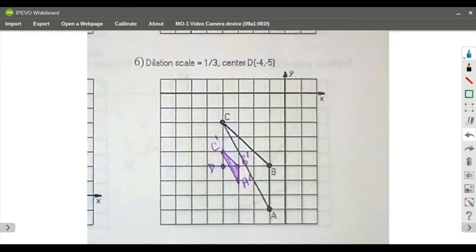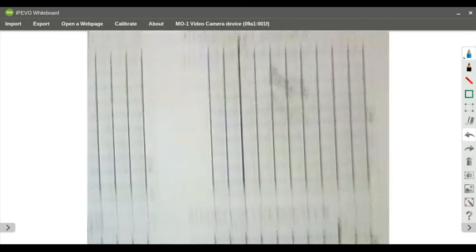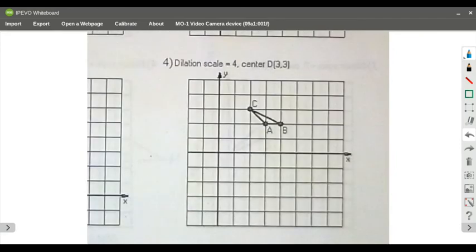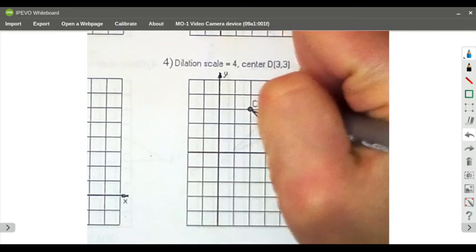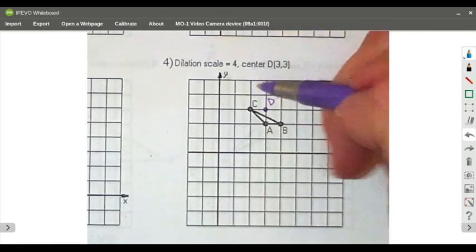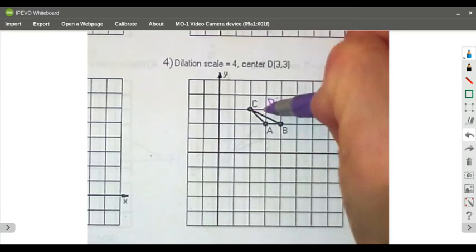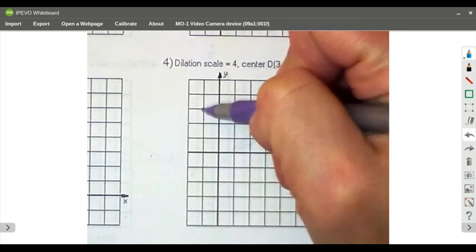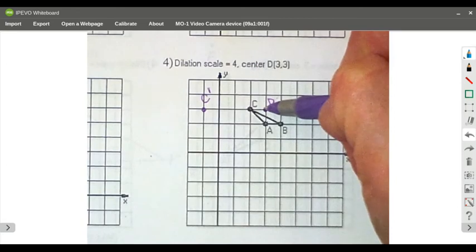And I guess let's do one more. I'll do number 4. So that's 4 examples. I think that's pretty good. Okay, center of dilation is (3, 3), which is right here. This time scale factor is 4. So C is 1 left of D. So now C prime, we have to multiply that by 4, is going to be 4. 1, 2, 3, 4. Remember, it's not 4 over from C, it's 4 over from D.